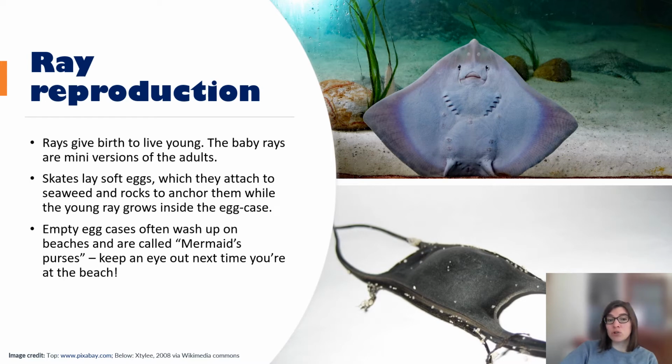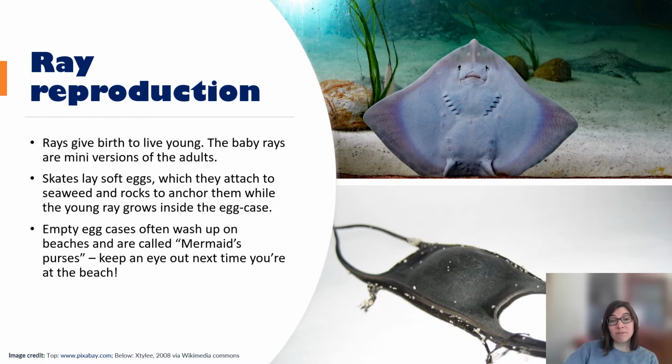So, ray reproduction. Rays actually give birth to live young. The baby rays are very well developed, and they're little miniature versions of the adults. Rays reproduce very slowly, so it can take a long time for their population to recover if they're heavily fished, for example. Skates, which I mentioned earlier, who are closely related to rays, lay soft eggs.